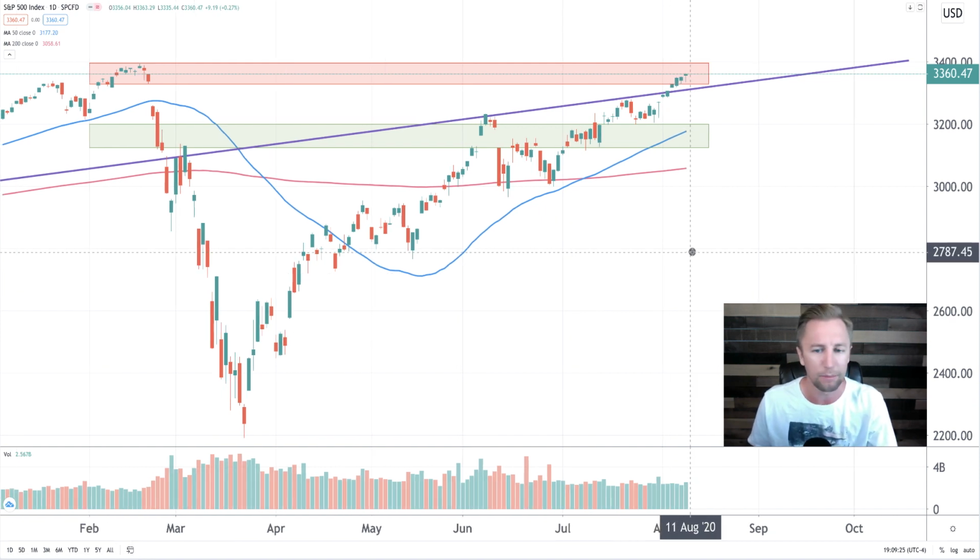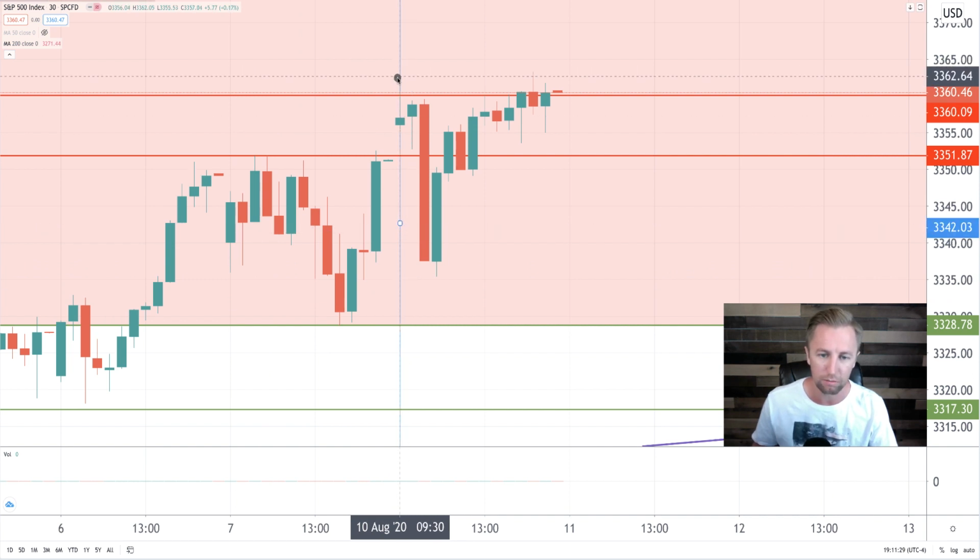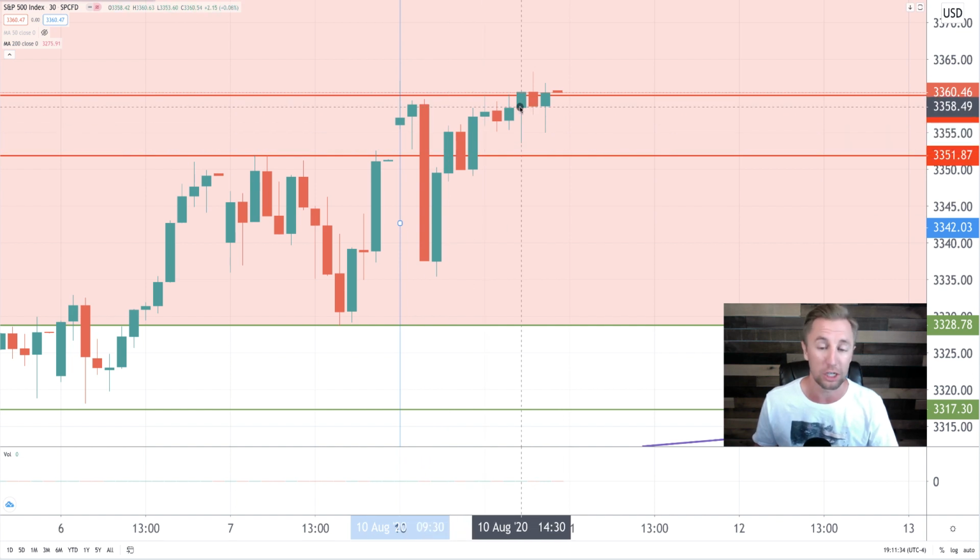Let's go ahead and just hop into the 30-minute time frame, map out some supports and resistance to get ready for tomorrow's trading day. All right, we are here on the 30-minute time frame. Today's date, as I stated previously, is August 10th. That's where this blue vertical line is. So every candle from after that point represents 30 minutes of data.